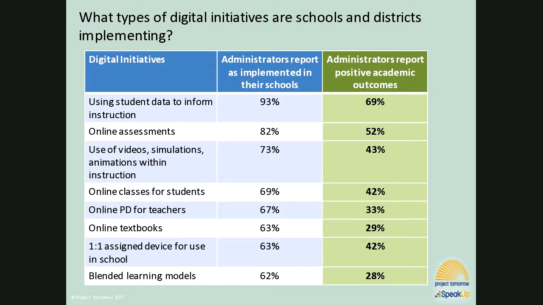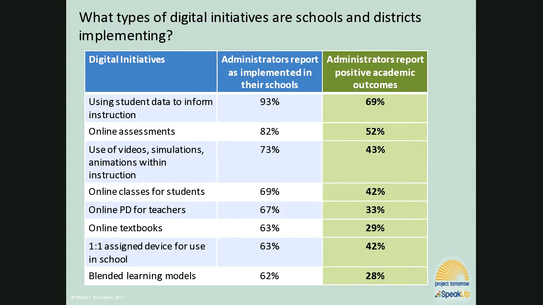We started off with that list of what types of digital initiatives schools and districts are implementing. Remember, we talked about this one early on, where the administrators reported what was implemented in their schools. We took that same list and we asked the administrators, so tell us of these items, what percentage of you would agree that you are already seeing positive academic outcomes from these particular digital learning initiatives that you've implemented? And so here's the lineup of what the administrators told us.